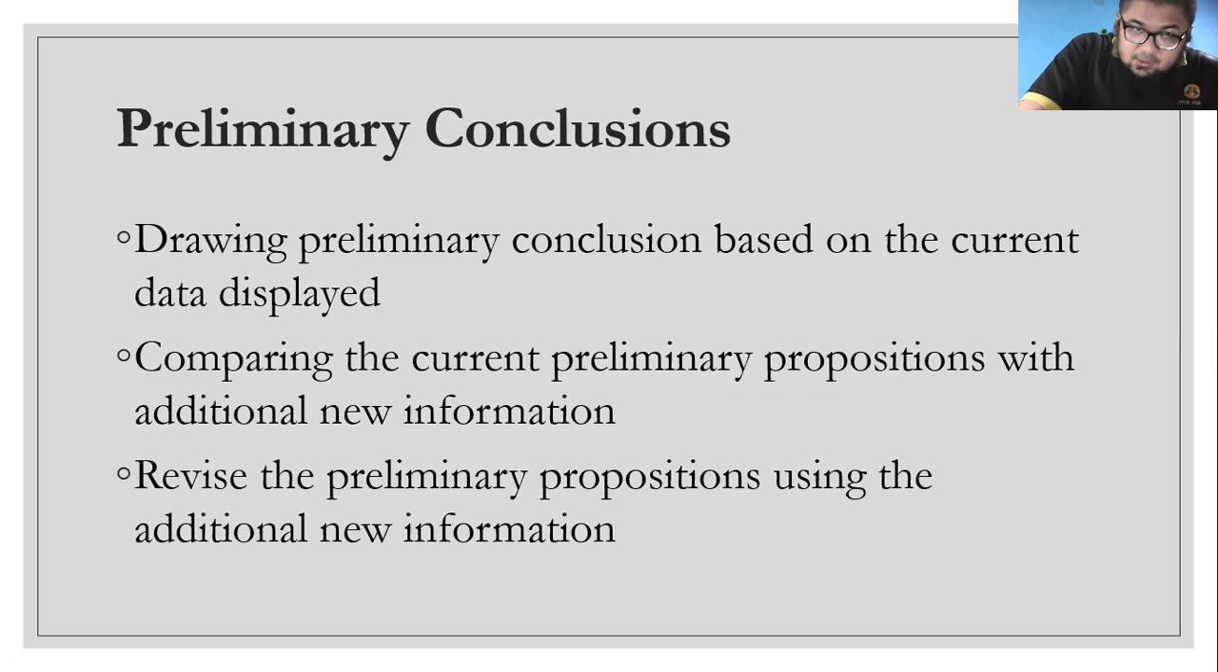You make a preliminary conclusion based on the current data displayed, and you compare it with previous propositions and additional new information, and you revise it over and over until you are satisfied with the conclusion. Then you stop doing data collection, you stop doing data analysis, and you begin writing the report. So that's the cyclical process of data analysis for qualitative research. It's not straightforward, it's not linear, it's very complicated, but the result can be very satisfying.